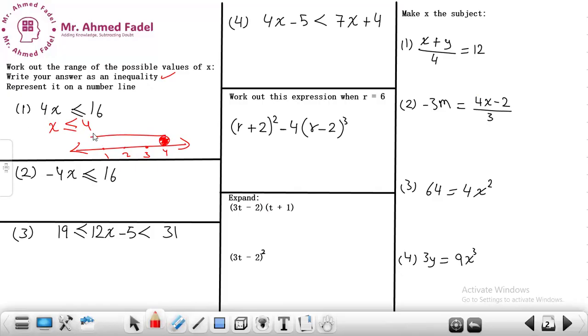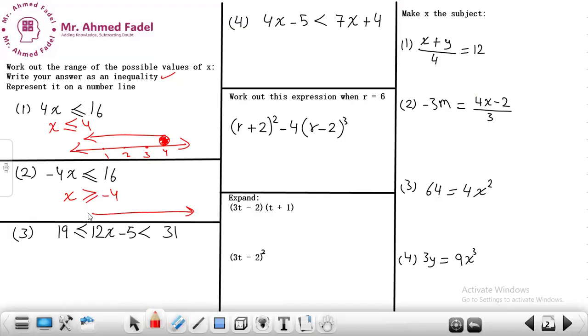Mister, there is no limit, so you put an arrow. It's endless. Here, divided by -4. Aha, Mr. Ahmed said if you divide or multiply by a negative, the inequality sign gets switched this way. I'm going to divide by -4, so it becomes -4 this way here.